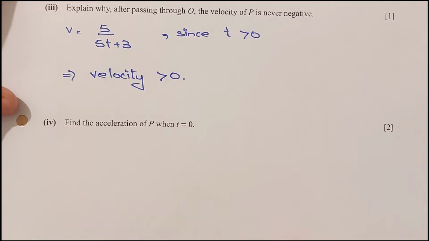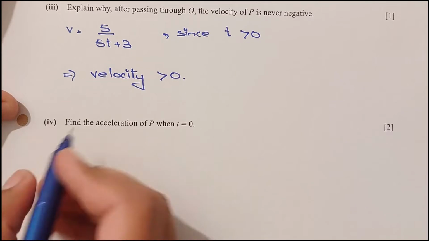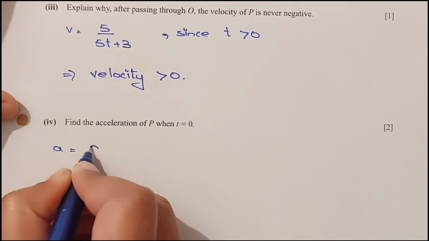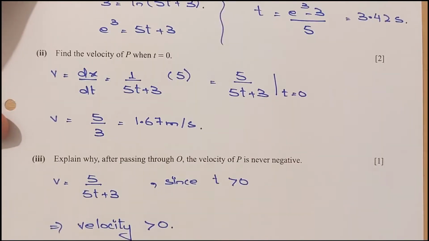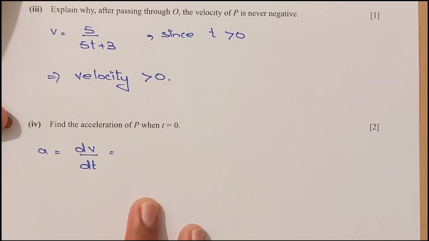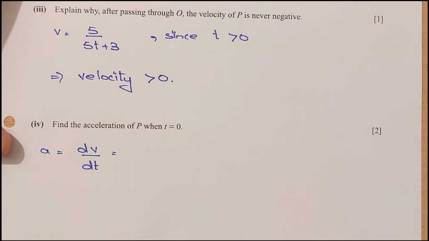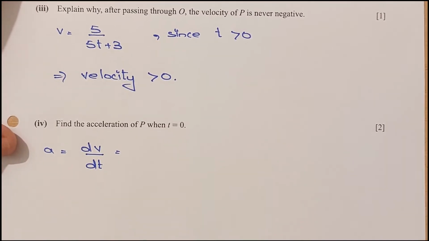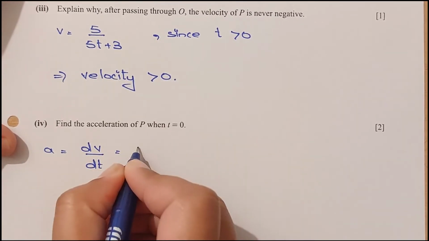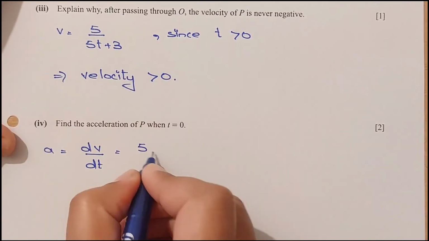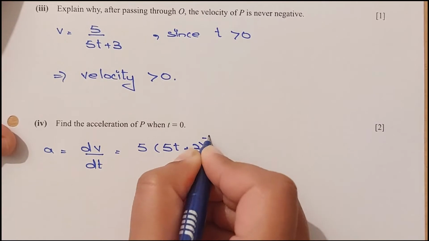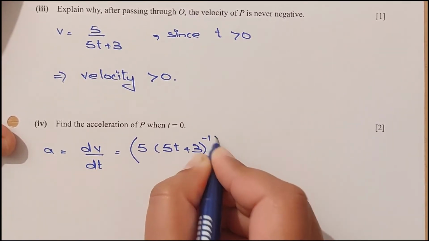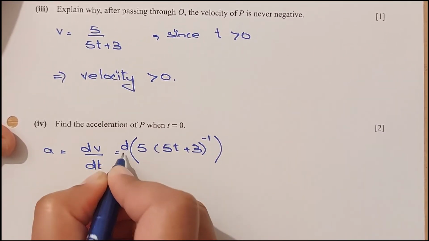Now for part 4, find the acceleration of the particle at time equals 0. So the acceleration of the particle is the derivative of velocity with respect to time. Okay, so this is the velocity we have. So differentiate this velocity with respect to time. As you can see, we have 5 with the power in the denominator. We have 5t plus 3 to the power minus 1. So we have to differentiate this d by dt.